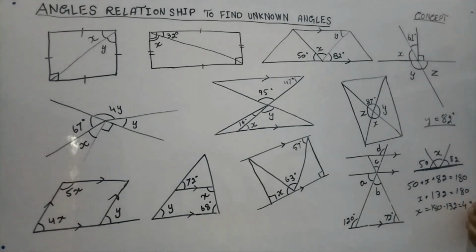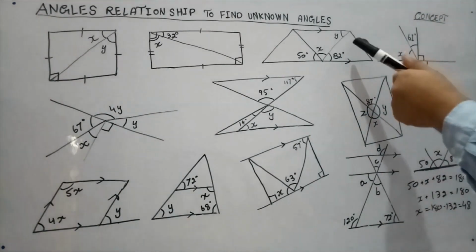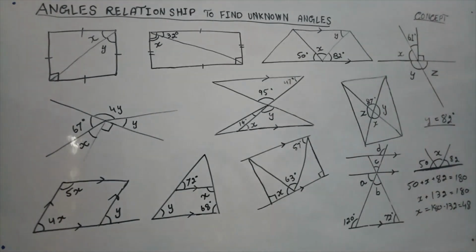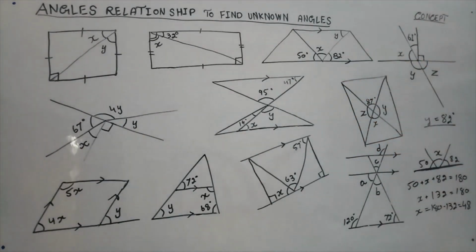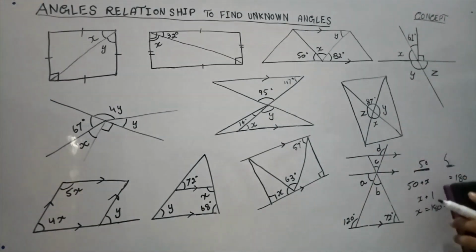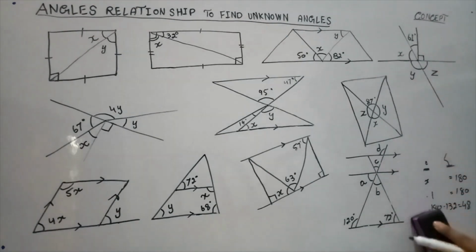Now let me write it first. Now you can see here we have our value of y, which is 82, and our value of x, which is 48. So here our value of x is 48, and value of y is 82. So we have solved this part. Now we will do our next part, this one.